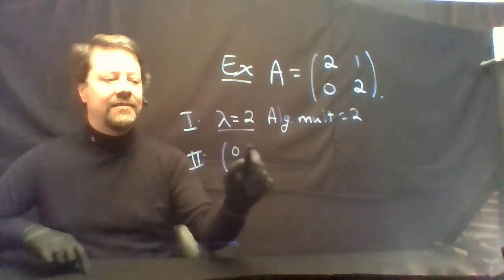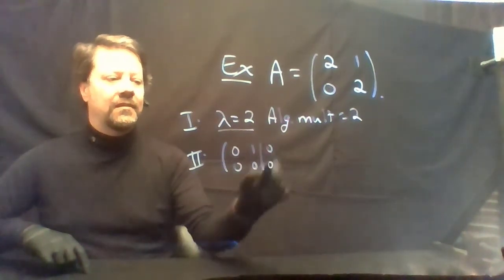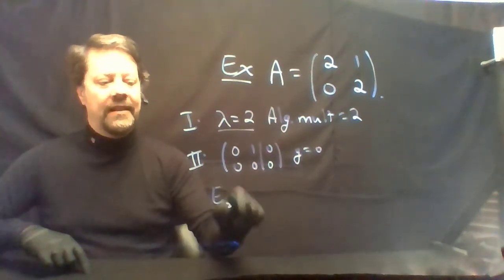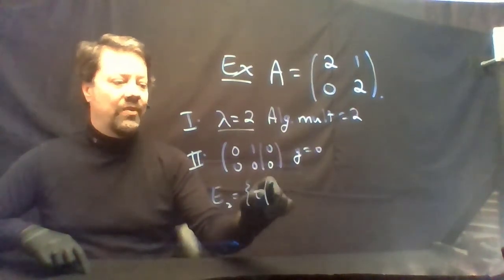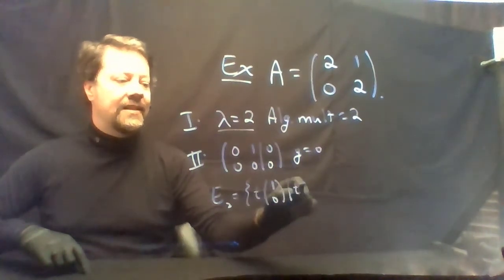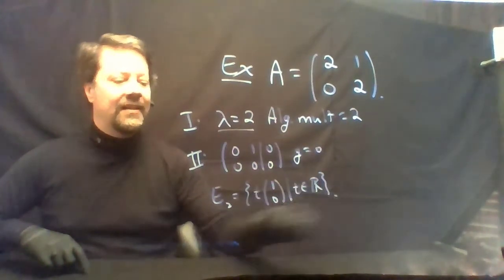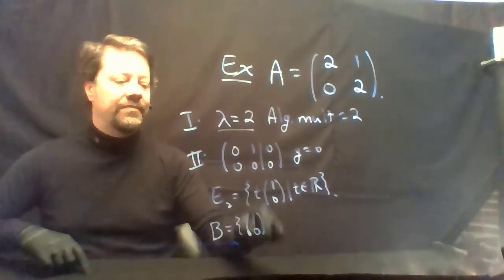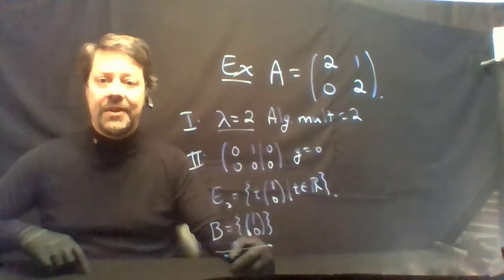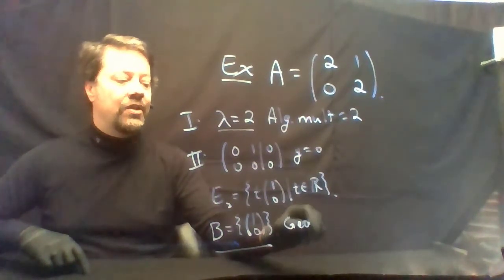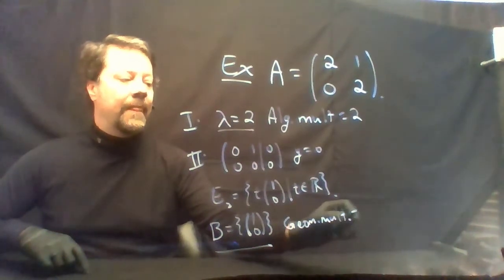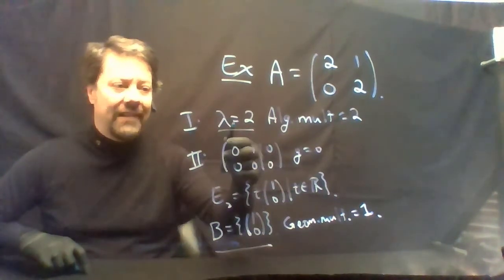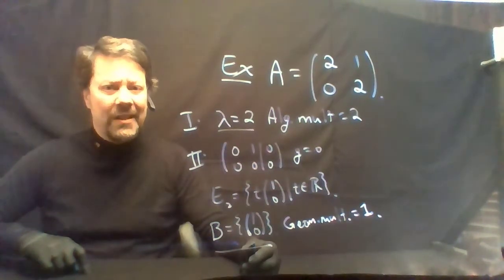Subtract 2 from the diagonal, and you get y is 0 but no constraint on x. The eigenspace will be the set of all t times 1, 0, such that t is an element of the set of real numbers. In other words, a basis for the eigenspace will consist of 1, 0. It has dimension 1, so the geometric multiplicity is 1.